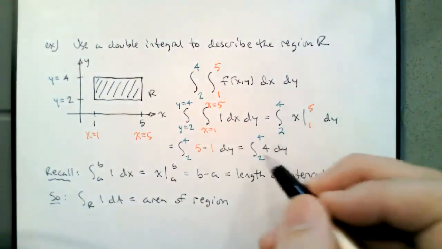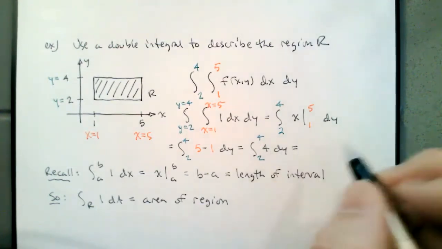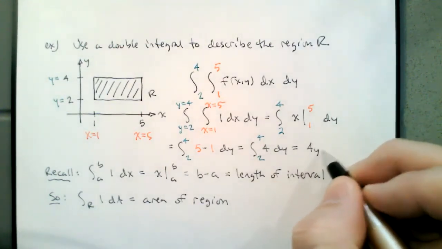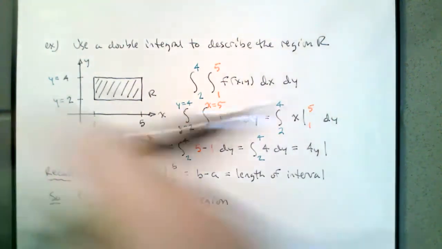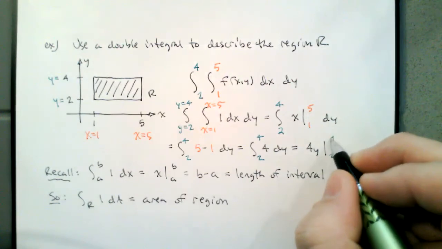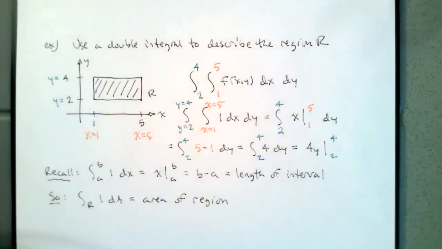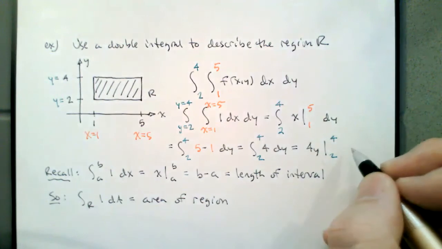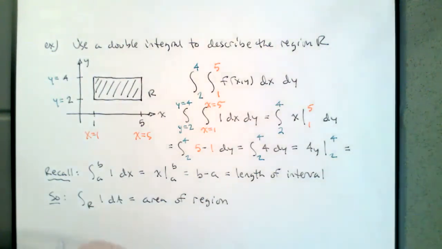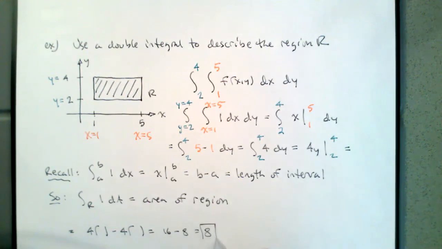Now that I've plugged in values for the x, the integral of 4 is 4y, and I evaluate this from 2 to 4. And promptly run out of space. I thought I had dropped this down one line, but I didn't. So I do 4 times 4 minus 4 times 2, which is 16 minus 8, which is 8, which is the area of the region.